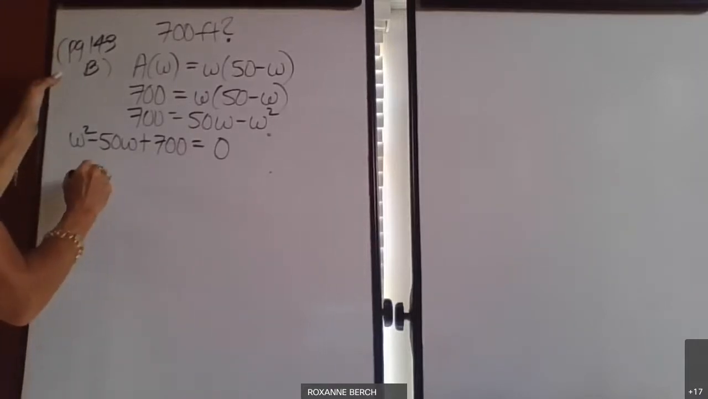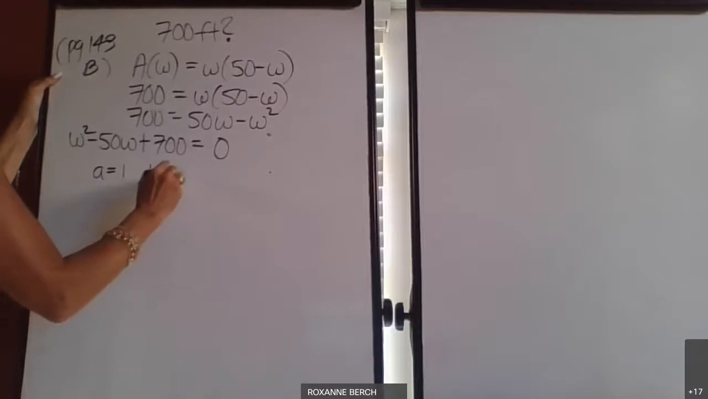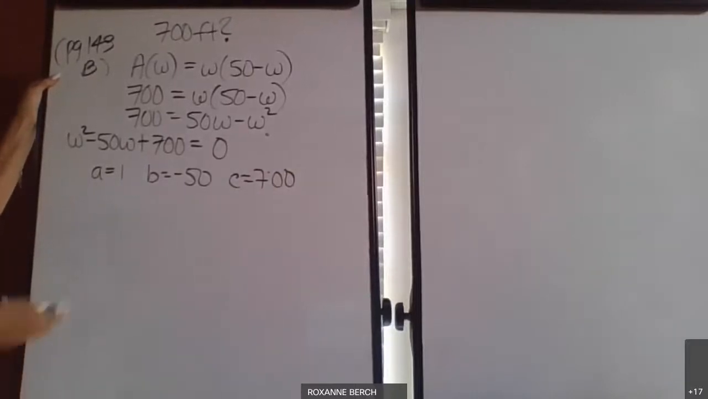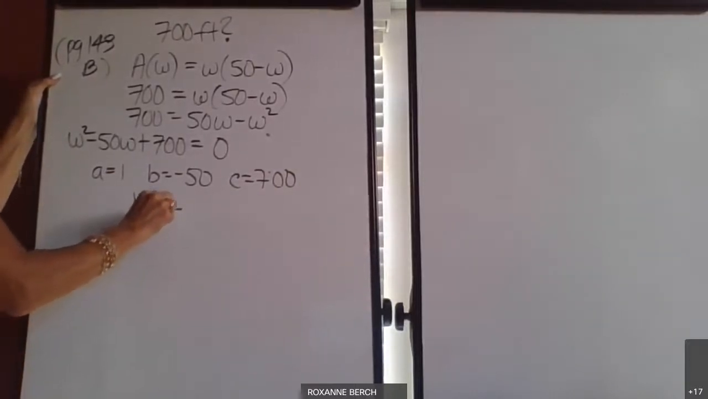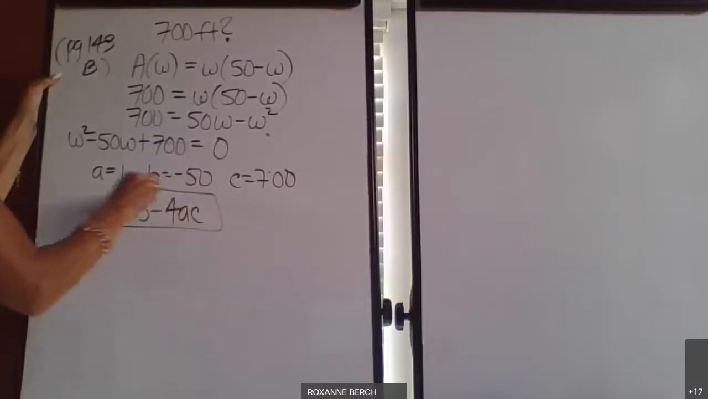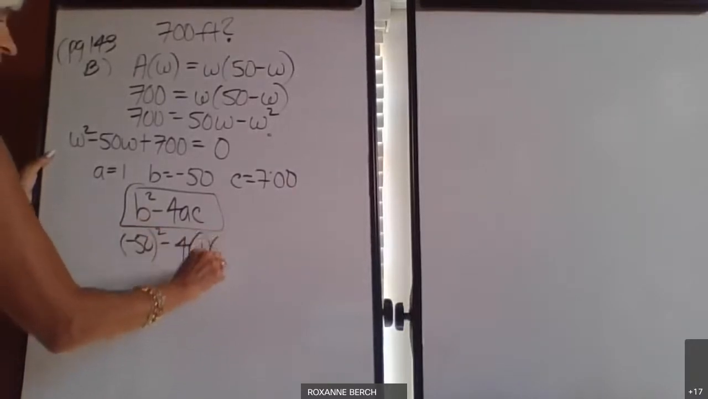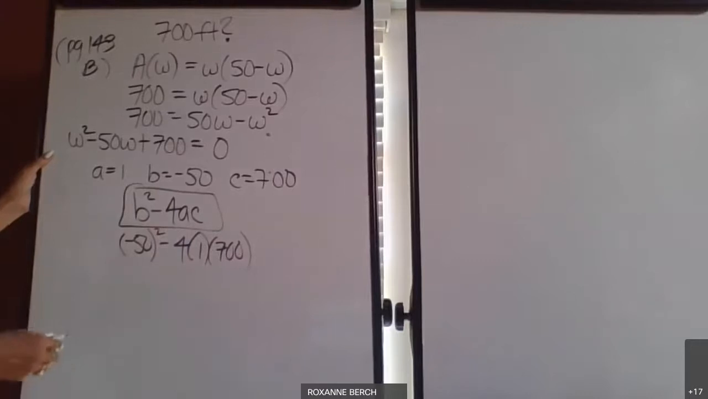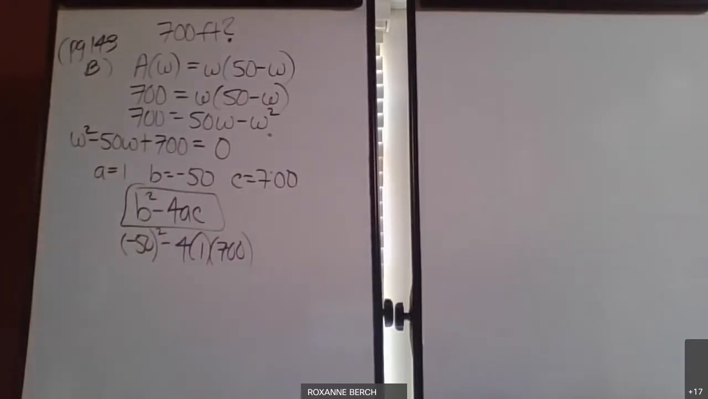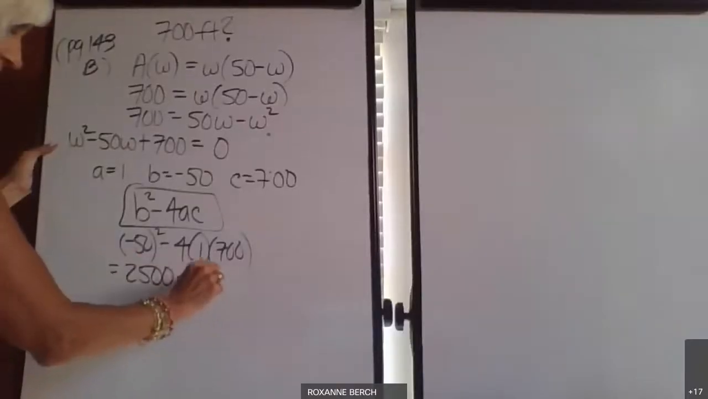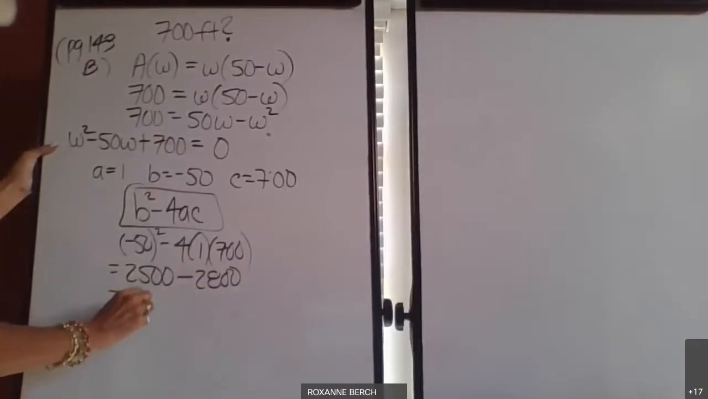So now I have A being 1, B is negative 50, and C is 700. So we're going to look at the discriminant, and we're going to say negative 50 quantity squared minus 4 times 1 times 700. What's negative 50 quantity squared? 2,500. 2,500 minus 2,800. So isn't this a negative 300?